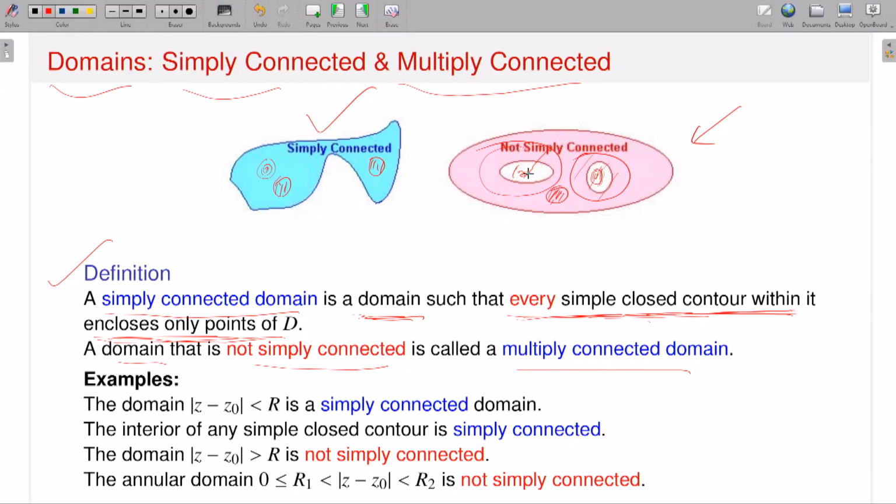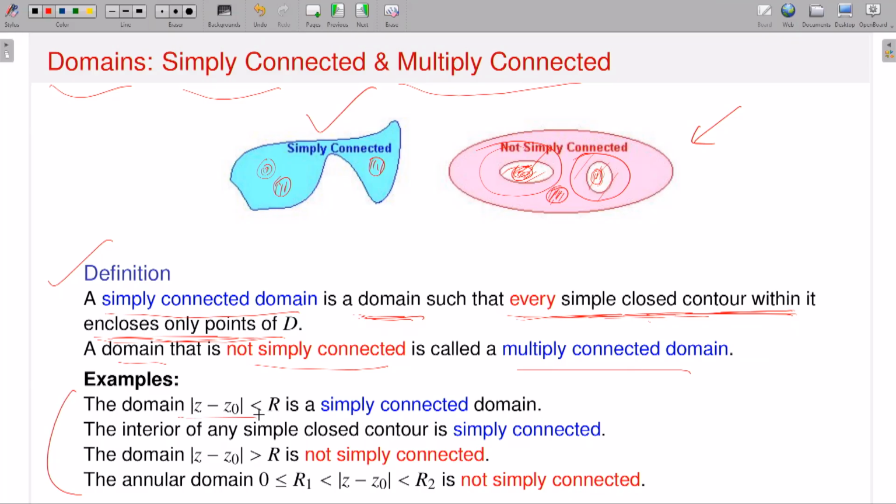So if I can do that, then it is simply connected, and if I cannot do that, then it is multiply connected. For example, you cannot squeeze it without leaving the domain, because at some point of time you have to have this kind of thing, and you are away from the domain, because this portion y1 is not a part of the domain.